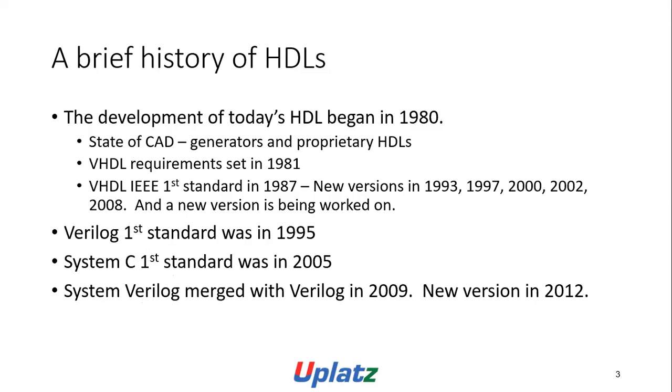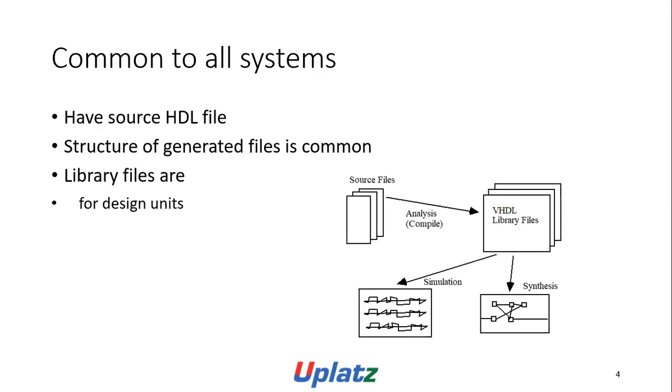A brief history of HDL. The development of today's HDL began in the 1980s, with the state of CAD vendors and proprietary HDLs. VHDL requirements were set in 1981. The first VHDL IEEE standard was in 1987. New versions followed in '93, '97, 2000, 2008, and a new version is being worked on. Verilog's first standard was in 1995. SystemC's first standard was in 2005. SystemVerilog merged with Verilog in 2009. New version in 2012.